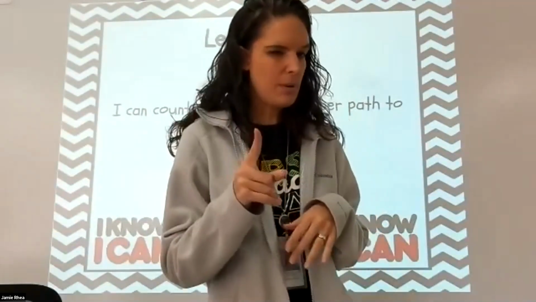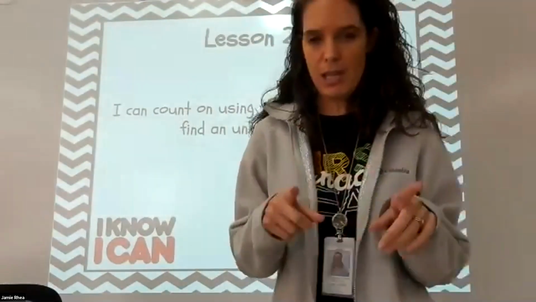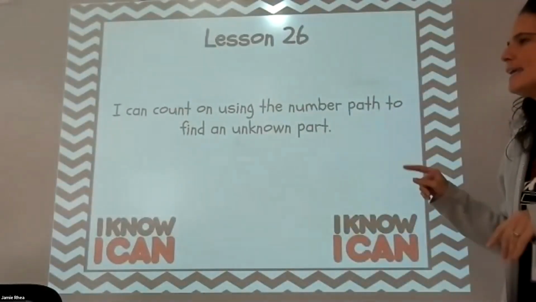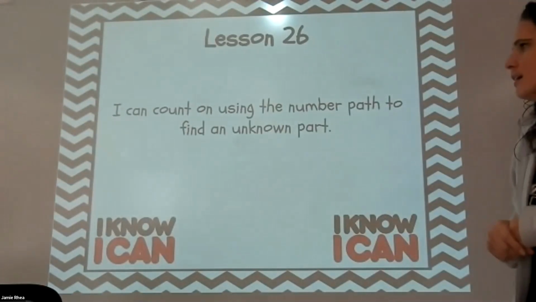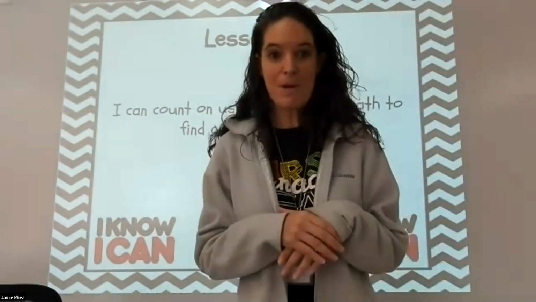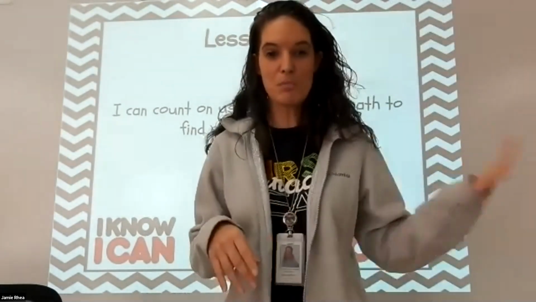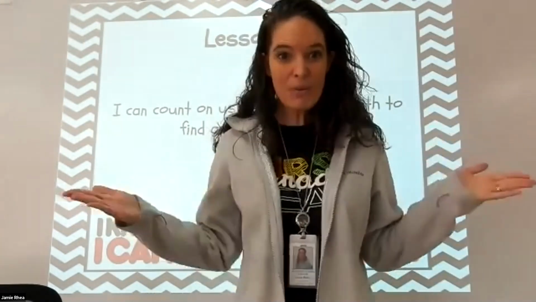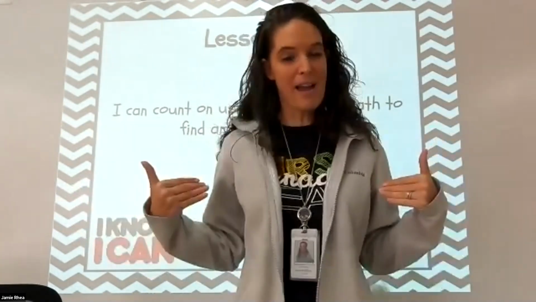We're gonna combine them. You do have fluency for 26. It is a number bond dash. But we'll talk about that in just a second. Let's look and see what we're gonna do today with 26 and 27. 26 says, I count on using the number path to find an unknown part. Oh, guys, we talked about a number path in our application problem 2 or 3 lessons ago. It's like a number line. So we're gonna be using number paths today.